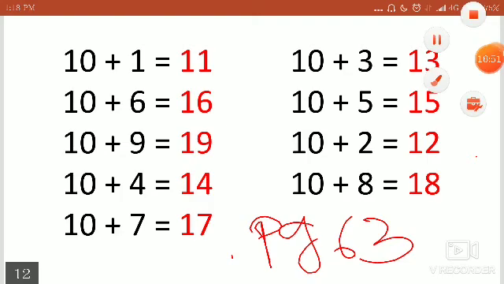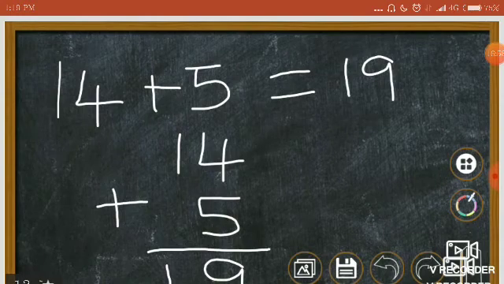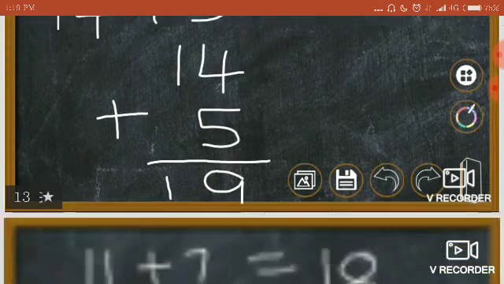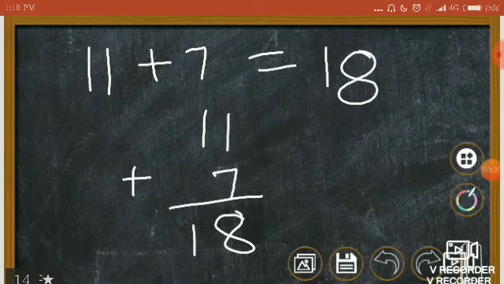And the next thing is page number 64. These sums are in page number 64. The topic name is more addition practice. Add and keep on practicing on it and write it in the correct space. 14 plus 5 is equal to 19. Next sum, 11 plus 7 is equal to 18.